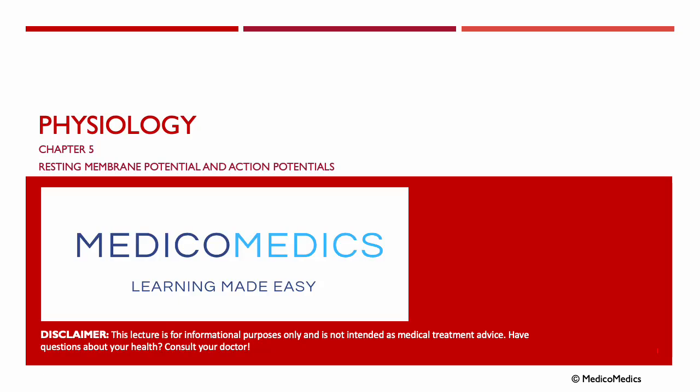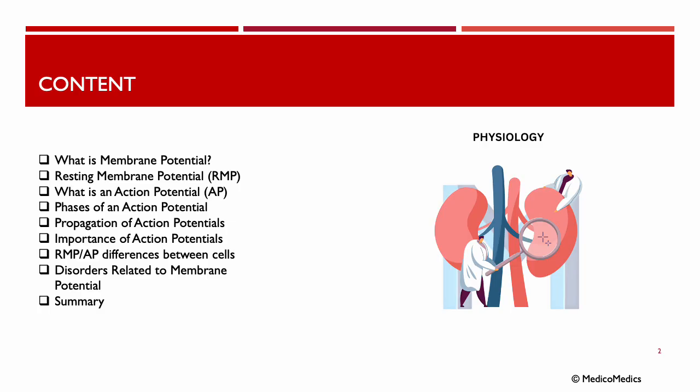Physiology Chapter 5, Resting Membrane Potential and Action Potentials. So in this lecture, we will talk about what is membrane potential? What's the concept of the resting membrane potential, RMP? What is action potentials, AP? Talk about phases, propagations of action potentials, its importance, mention some differences between RMP and AP between the cells.